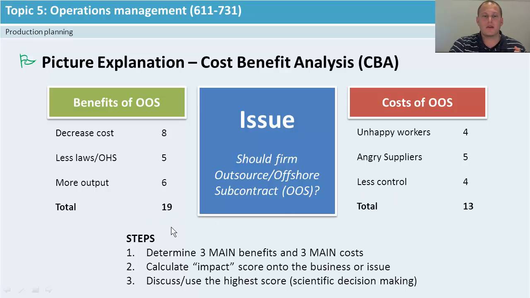So what are the main steps? Try to get 3 main benefits to it and 3 main costs. Calculate the impact of the scores, and then use the highest to determine what your decision should be. So overall, the benefits outweigh the costs, and it's recommended that we should do outsourcing, offshoring, or subcontracting to make sure the production process has greater efficiency and less MUDA. This is the cost-benefit analysis.